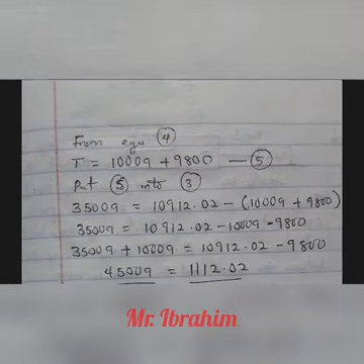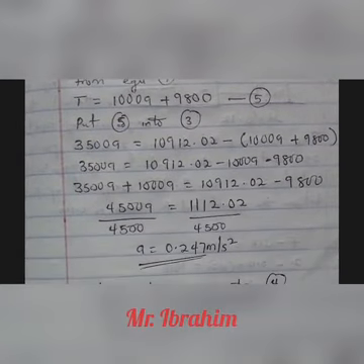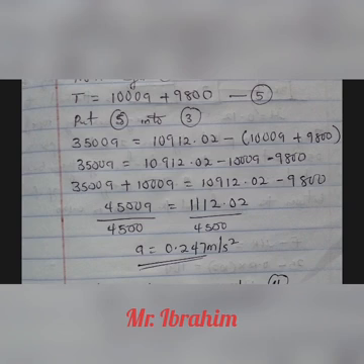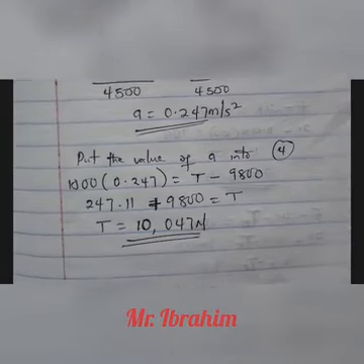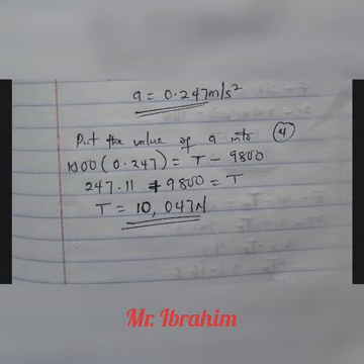So here, from equation 4, we've gotten our a, right? Okay, this is our a here. You can pause the video and check how I solved mine. So you get your a, then put the value of a into equation 4. You get your tension to be 10,047 newtons. So that is the answer.